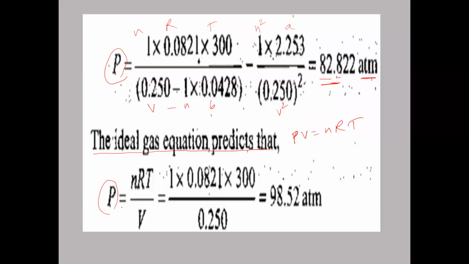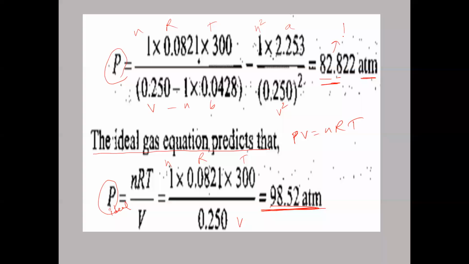So from this, P is equal to nRT by V. n is the number of moles, R is the universal gas constant, T is temperature, divided by volume. Then we get 98.52. Generally, for the given conditions, the pressure exerted by the ideal gas, this is pressure ideal, will be greater than the pressure exerted by the real gas.